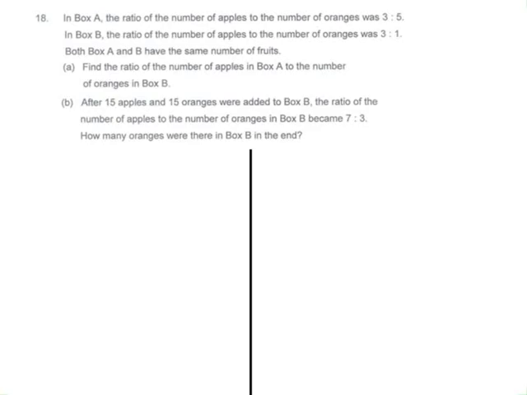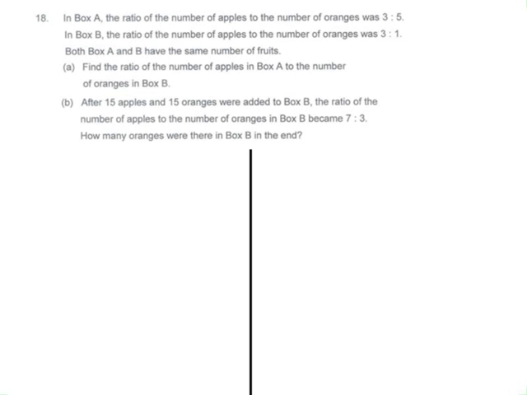In box A, the ratio of the number of apples to the number of oranges was 3:5. In box B, the ratio of the number of apples to the number of oranges was 3:1. Both box A and B have the same number of fruits. Find the ratio of the number of apples in box A to the number of oranges in box B.